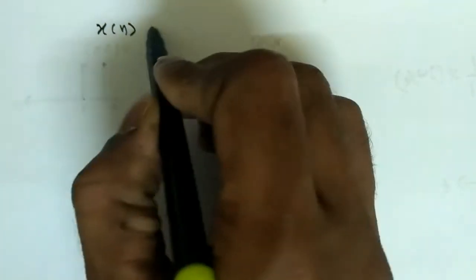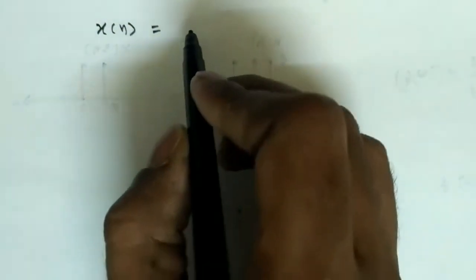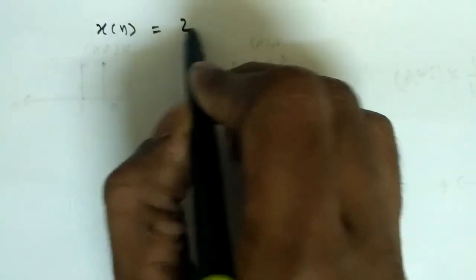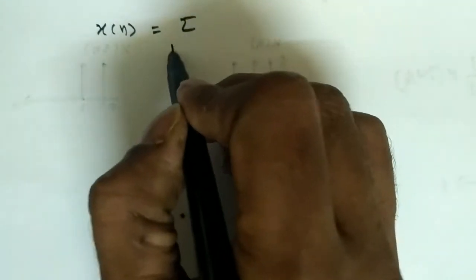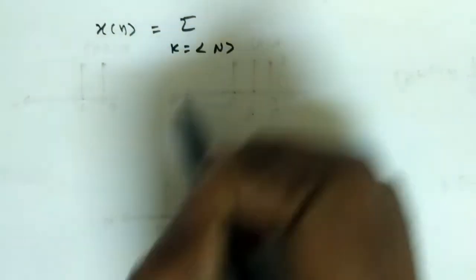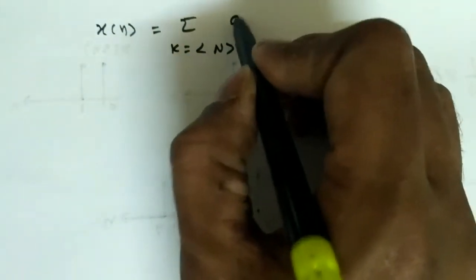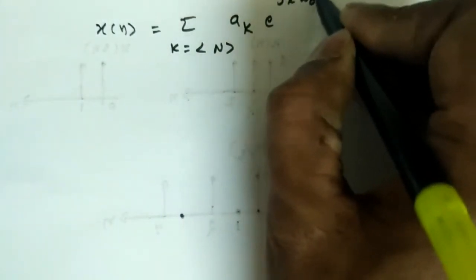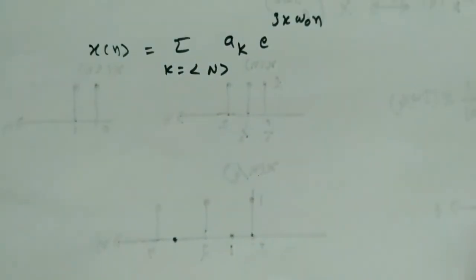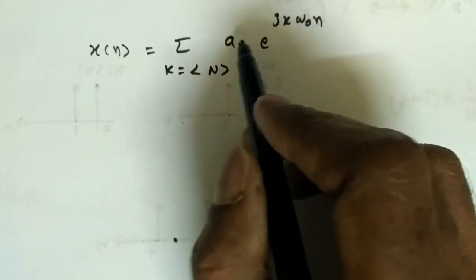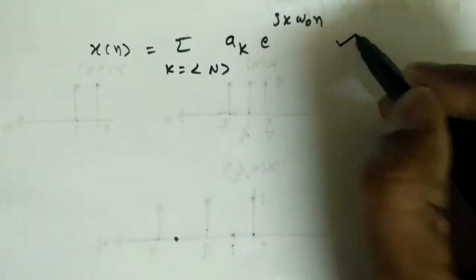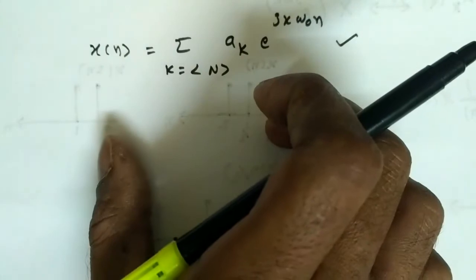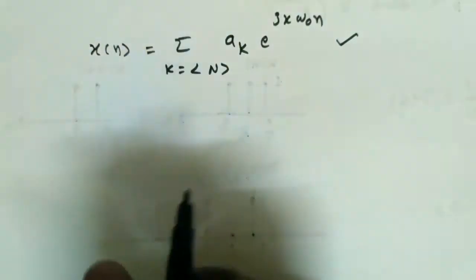Now consider x of n equal to the Fourier series representation for this periodic signal: sigma k over one period, with the Fourier series coefficient ak into e power jk omega naught n. Right? This can be represented by harmonically related complex exponentials. This is also a periodic signal. Now how to find the Fourier transform of this type of signals? It's very easy, right?